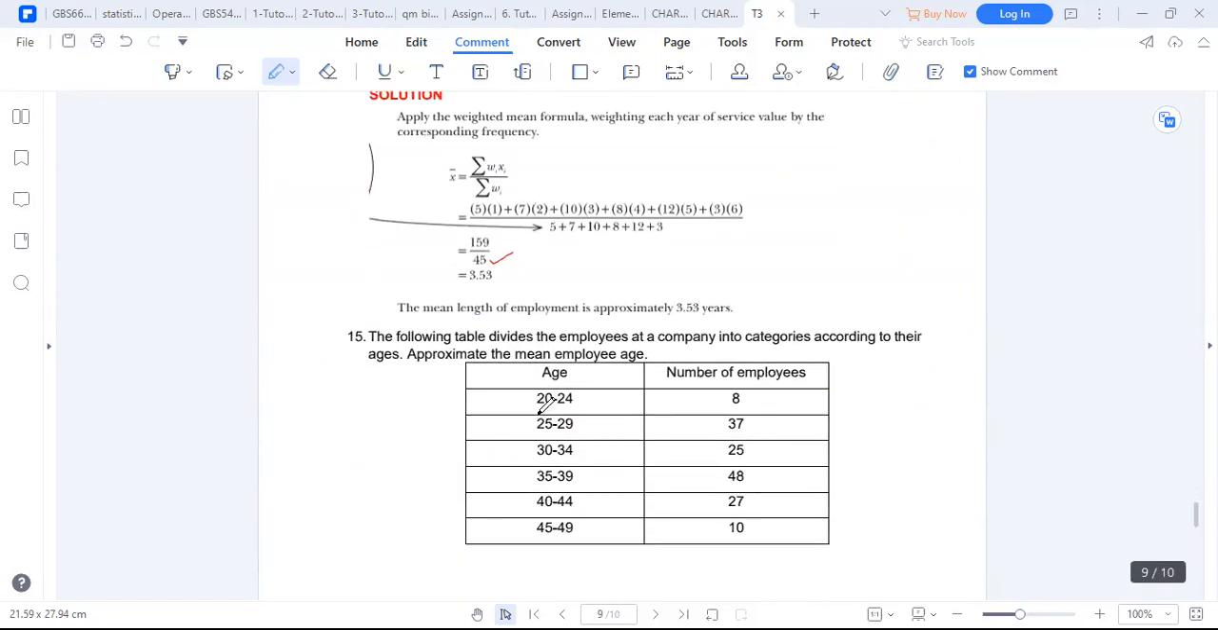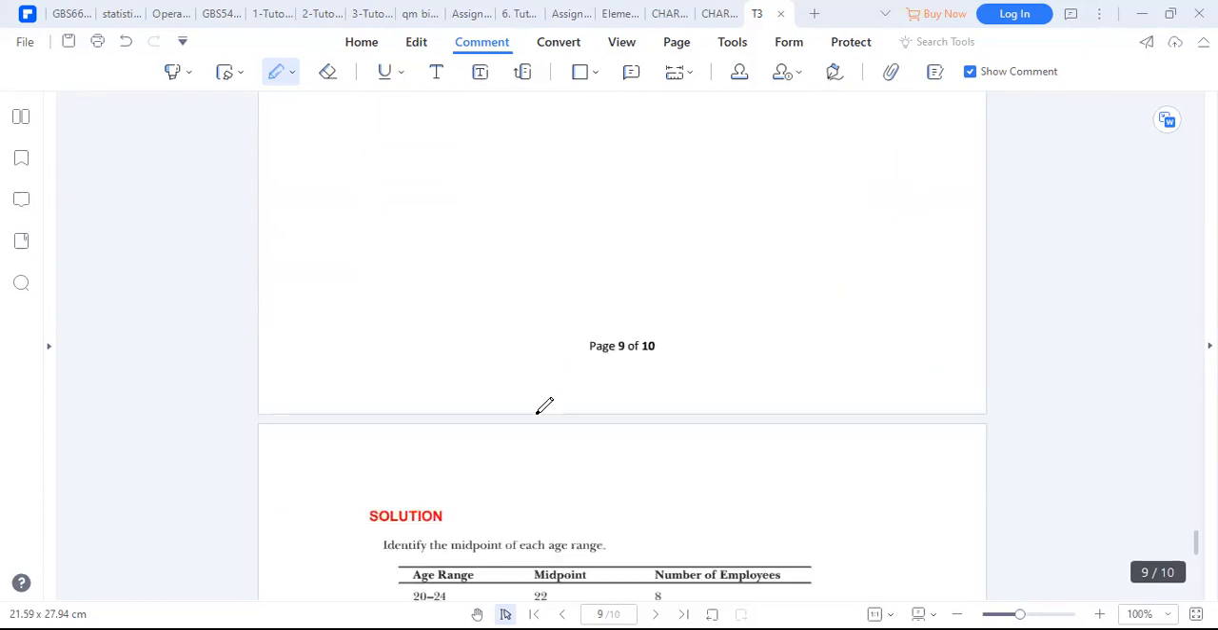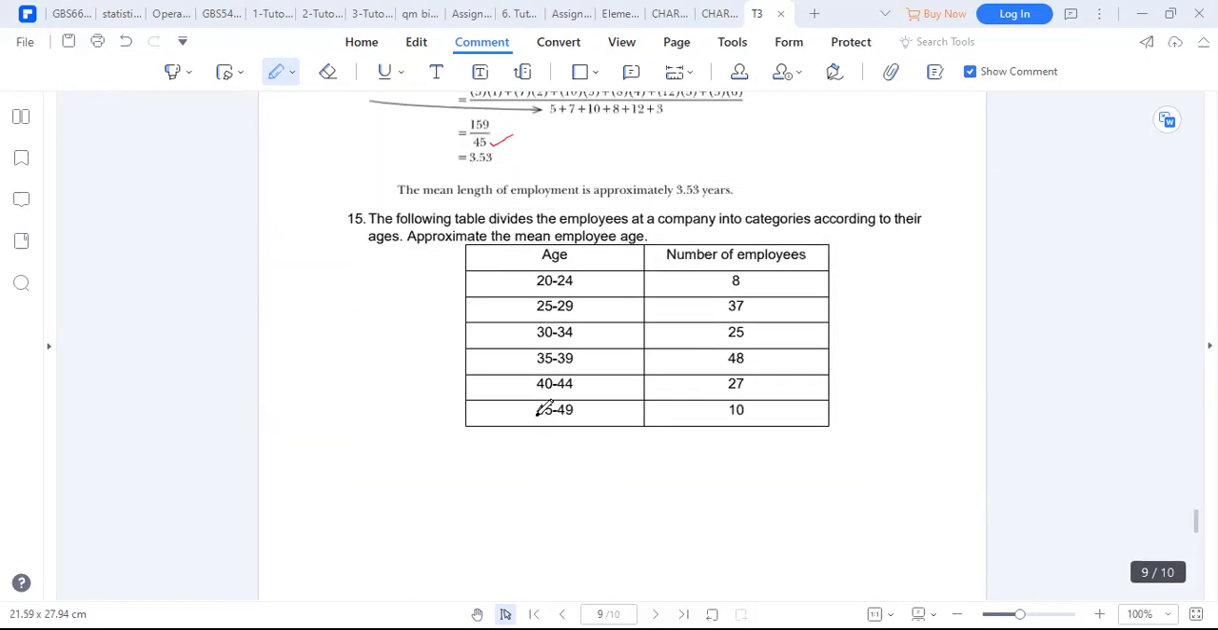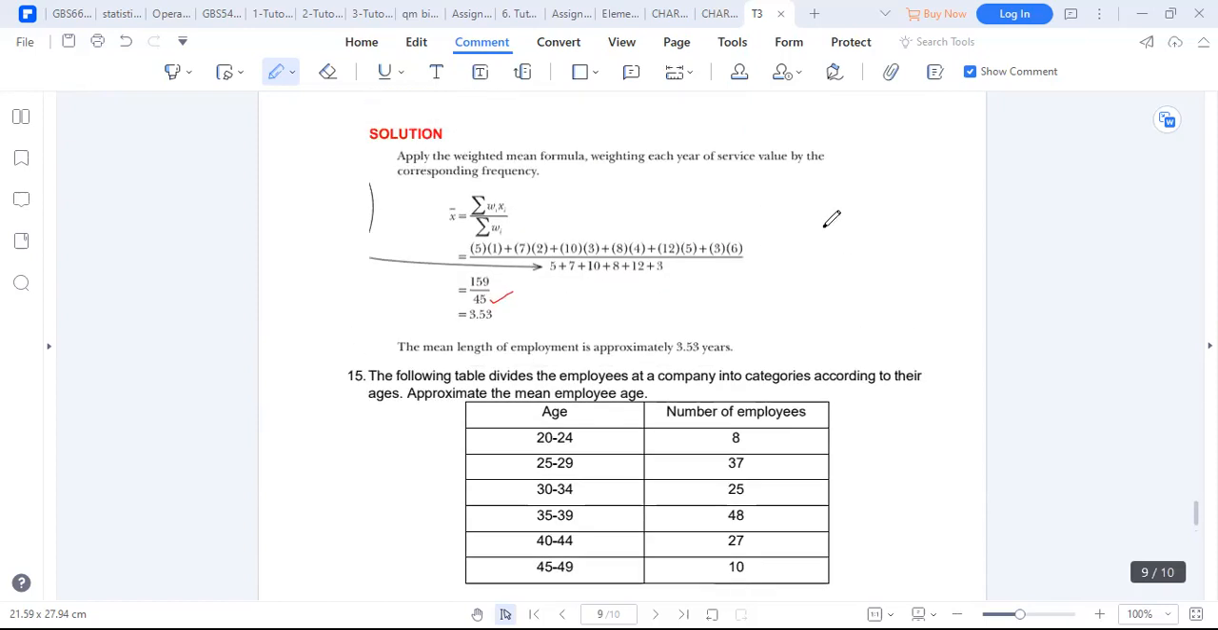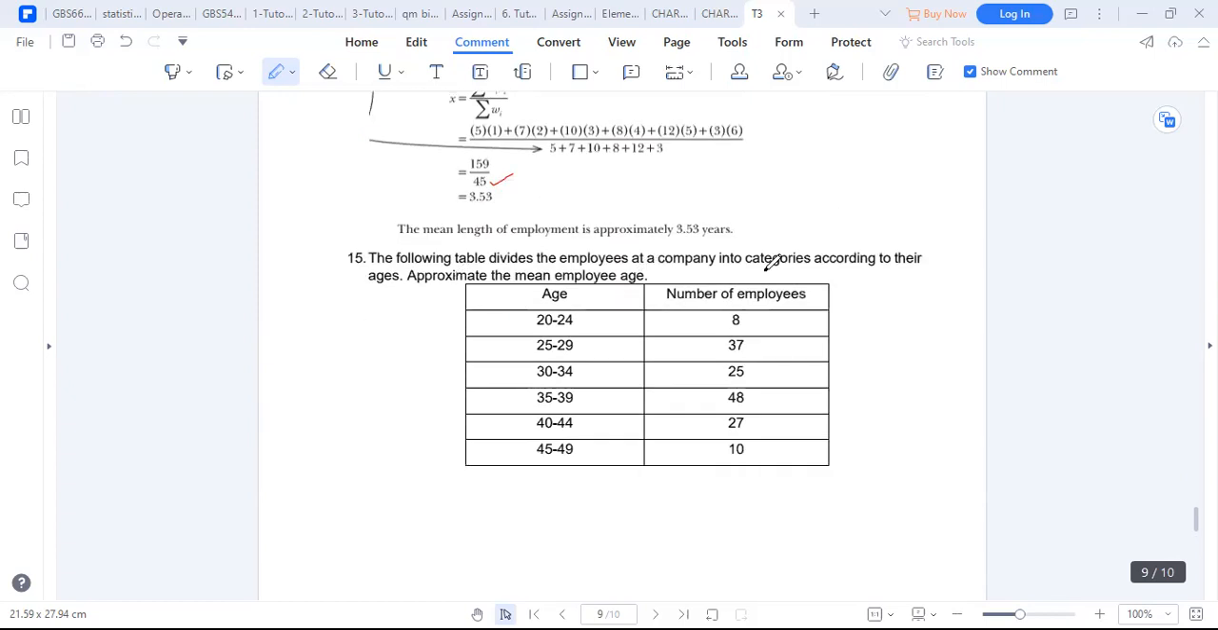Okay, let's go to another similar question. Anyway, we're given the following table showing the category of employees and their ages. So we're being asked to find the mean. So this is grouped data. For the mean, you find the midpoint here. What is the midpoint here? 22.